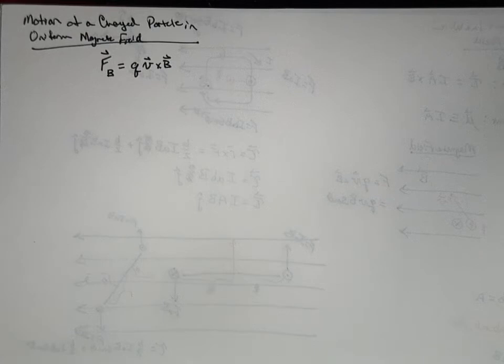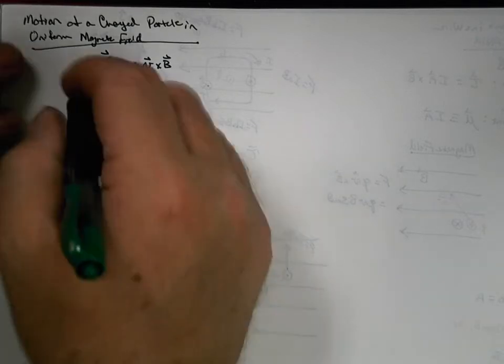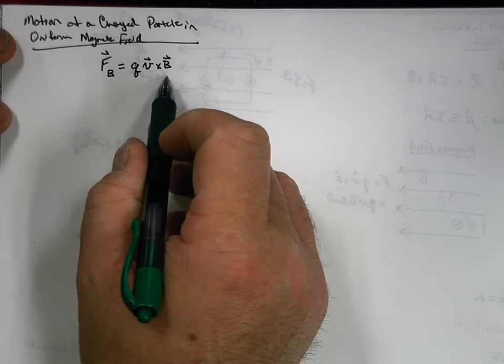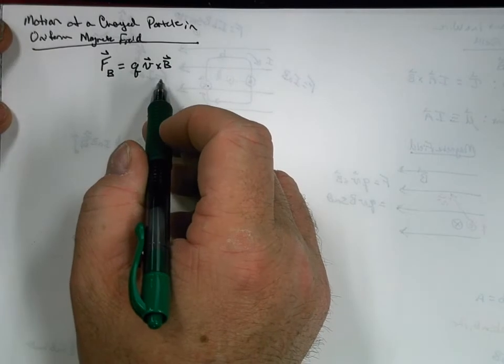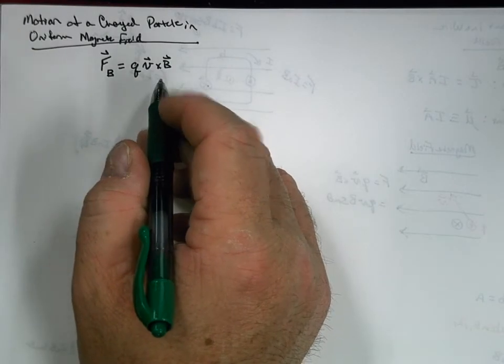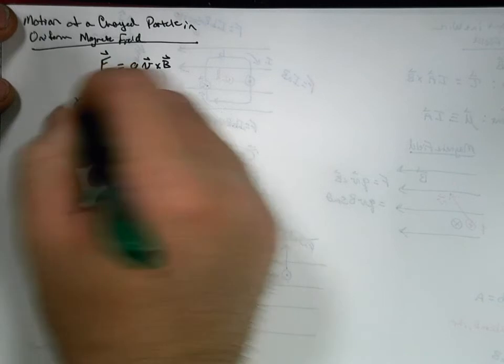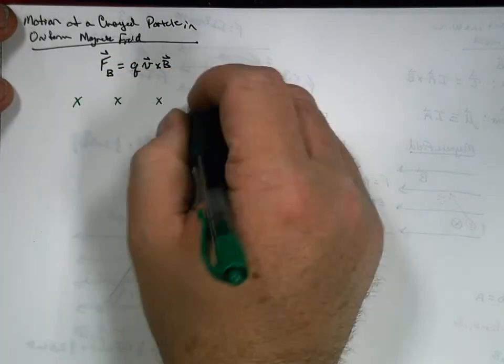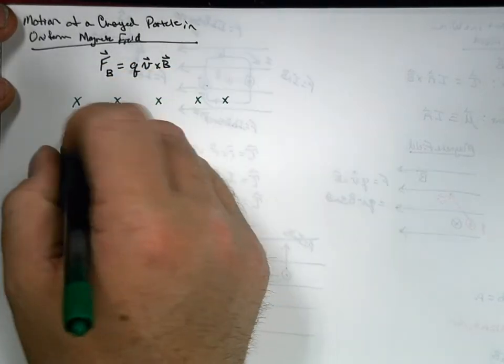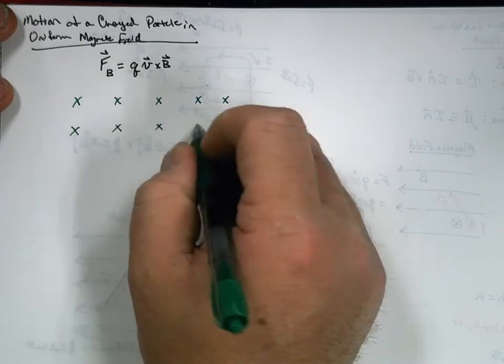Okay, guys, now we have the motion of a charged particle through a uniform magnetic field. And this one's pretty straightforward. So here's our formula for the force on a charged particle. But let's see, here's our magnetic field, and it's going into the page again.